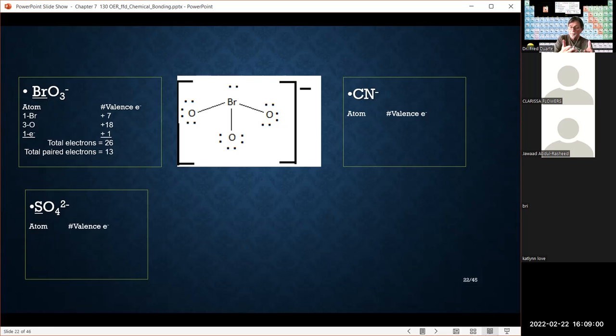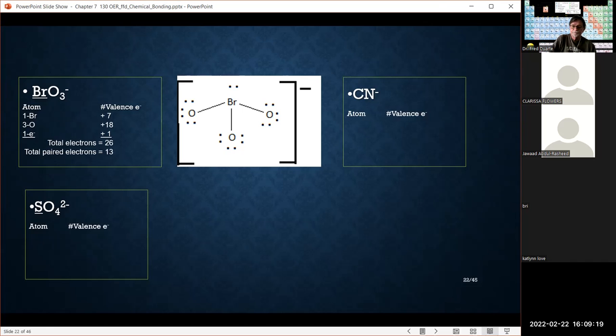Now, if you count all the pairs of electrons there, guess what? You have 13. You have 9 lone pair around the oxygen, 3 oxygens. You have 3 bonded with the bromine and the oxygen, and 1 lone pair. That's 13 valence electrons. Okay.